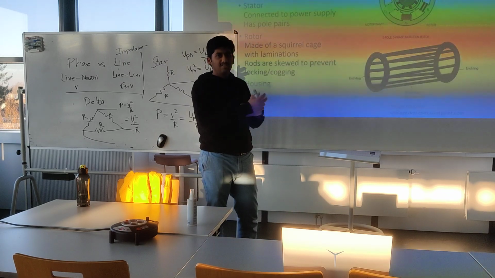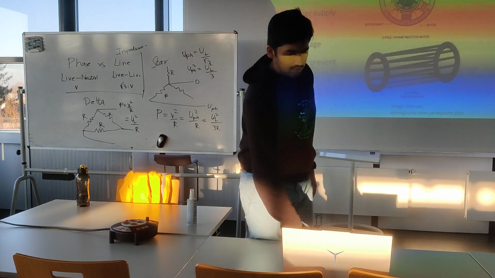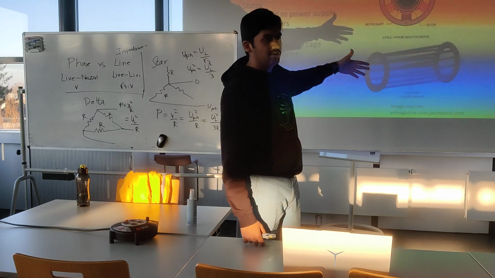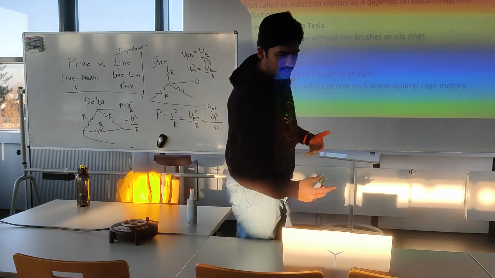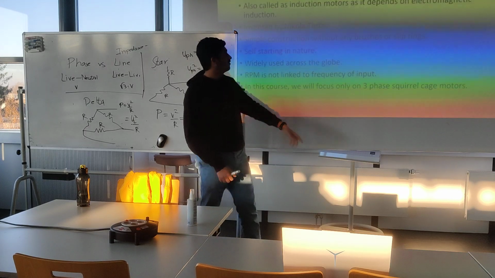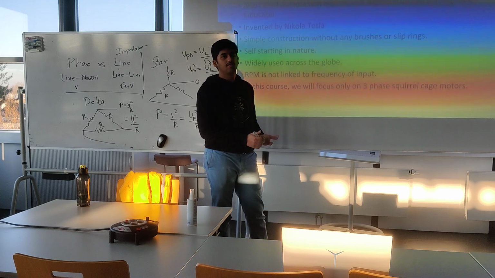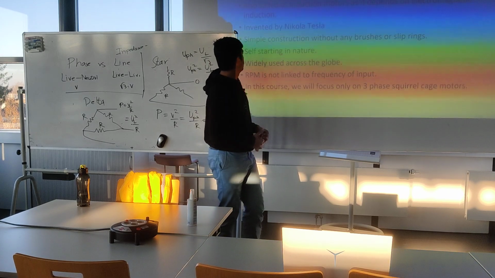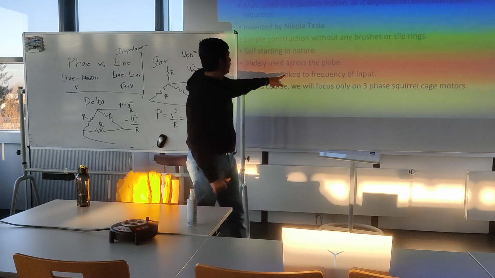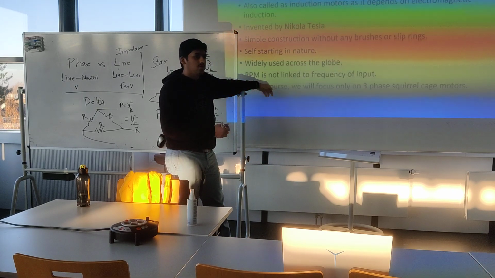And since the magnetic field is rotating, this also rotates. You can see that it's because of the induced currents that the rotation is happening. That's why we call it an induction motor, made by Nikola Tesla. It's a very simple construction. We don't have any brushes or slip rings, which means there is no wear and tear effect on them. The motor will last longer. Self-starting in nature, widely used across the globe for simple applications like fans, blowers, pumps.